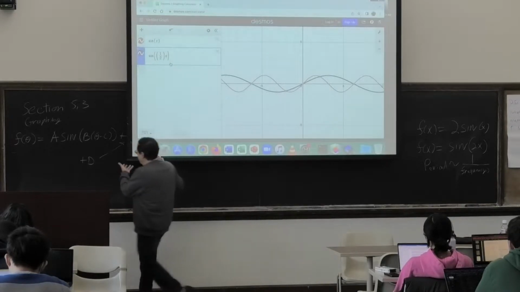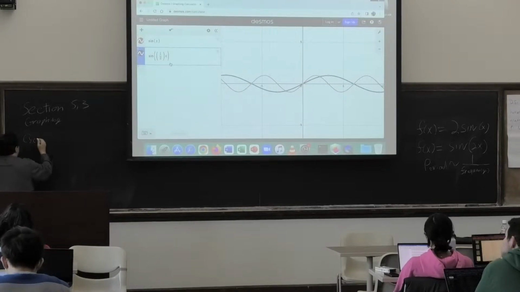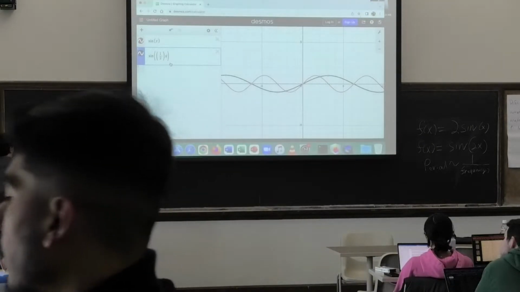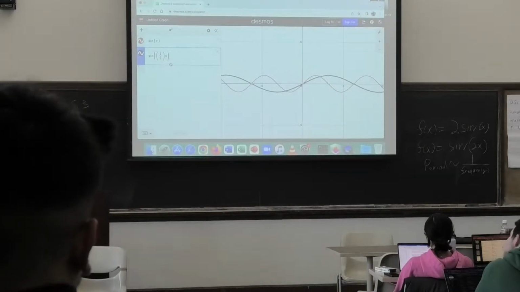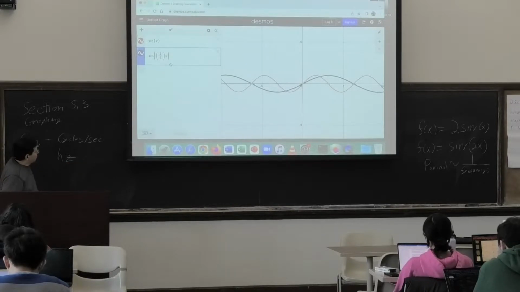Cycles per second. This is the frequency. Cycles per second, which also has the name hertz, after a physicist named Hertz. You call that hertz. 1 cycle per second, 1 hertz.